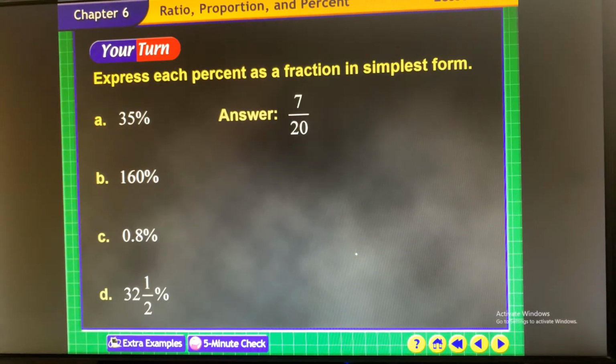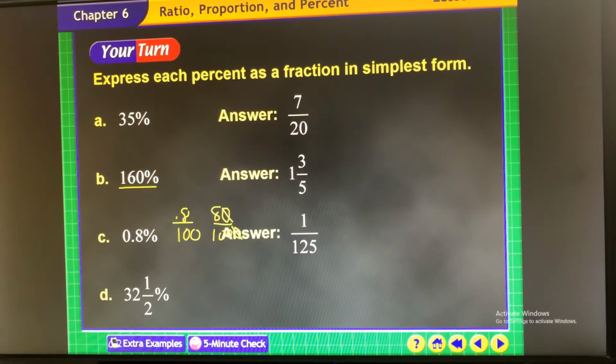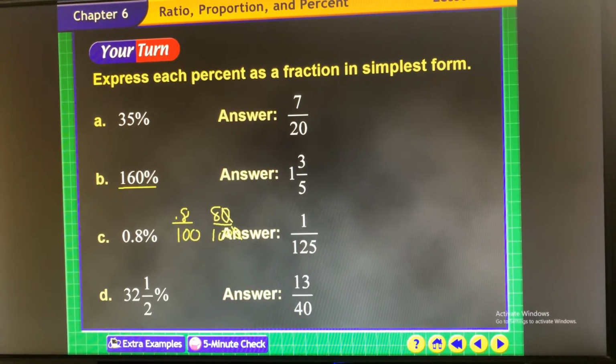35%, 35 over 100 simplifies to be 7/20. 160 over 100 simplifies to be 1 3/5. And of course it would, because it's greater than 100, so it would be a mixed number. 8/10 over 100, multiply top and bottom by 10, so 80 over 1,000. Cross out that end 0 and simplify 8 over 100. And then 32.5, it'd be 13/40.